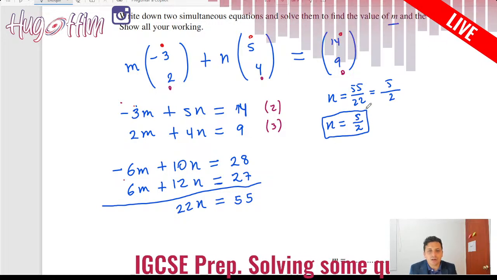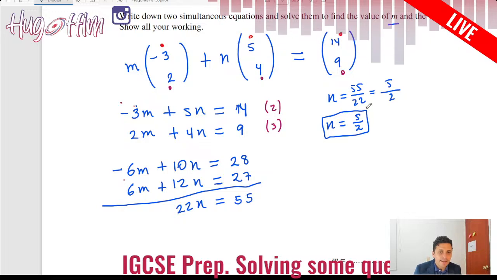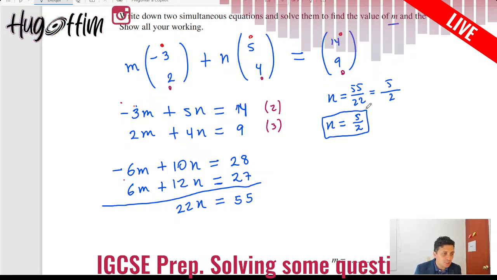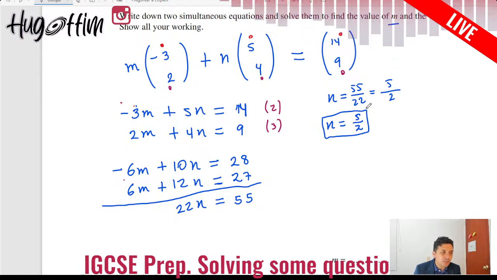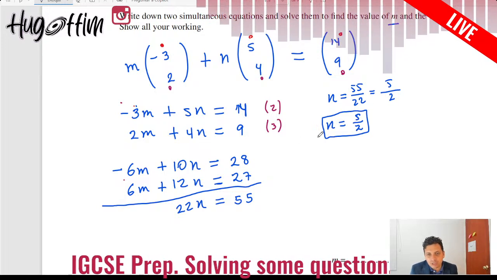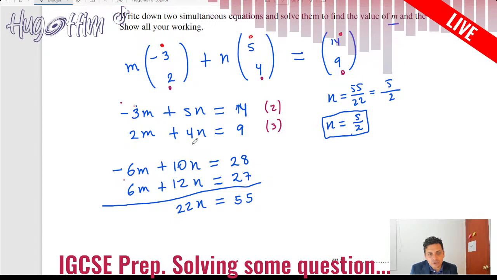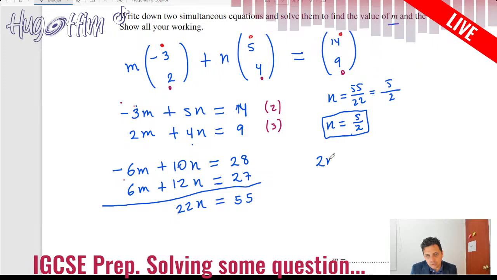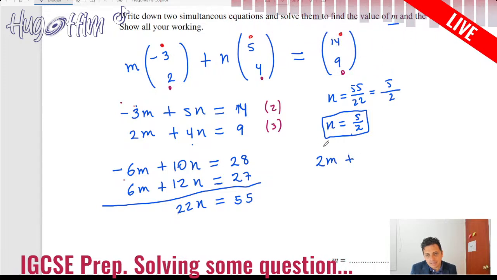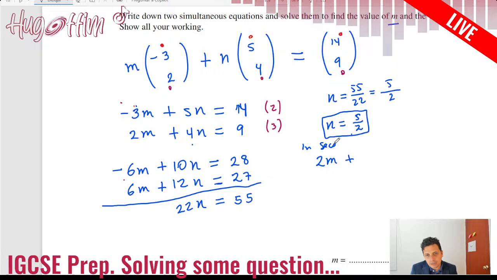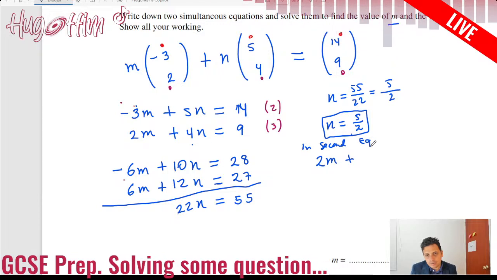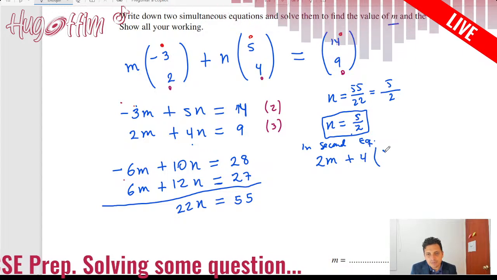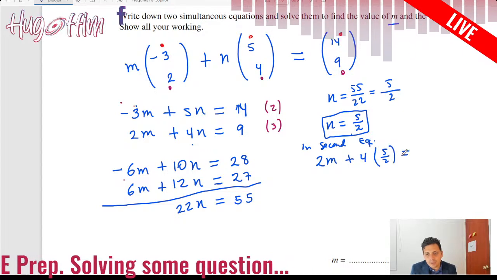Now at this point you have two options. You can use elimination again, or you can use substitution. I'm going to use substitution in the second equation. Why in the second equation? Because the denominator is 2 and in the second equation n is multiplied by 4, so I'm going to get rid of the fraction. So 2m plus 4 times 5 over 2 equals 9.